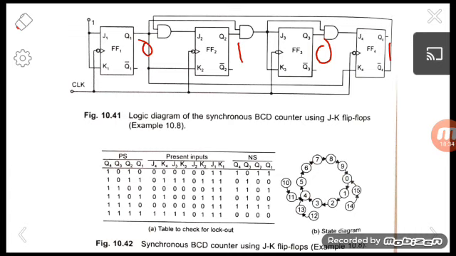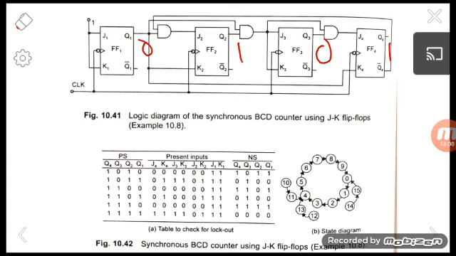And for the other condition, 1, 1, 1, 0, the next state is 1, 1, 1, 1, and for 1, 1, 1, 1 the next state is 0, 0, 0, 0. That is, 1, 1, 1, 0 means 14 and 1, 1, 1, 1 means 15. So after the next clock pulse 14 becomes 15, and after the next clock pulse 15 becomes 0, which is a valid state for our counter.